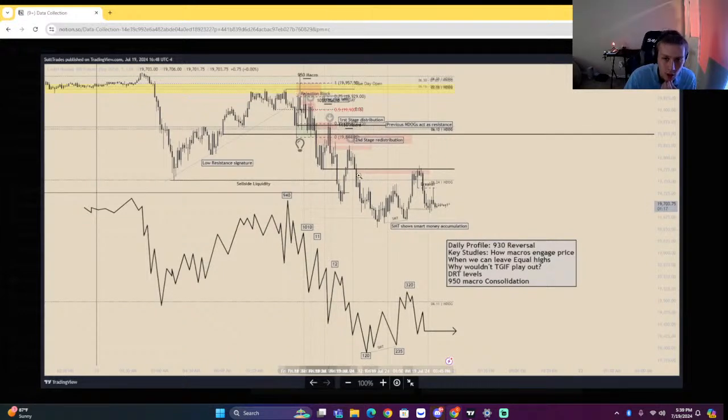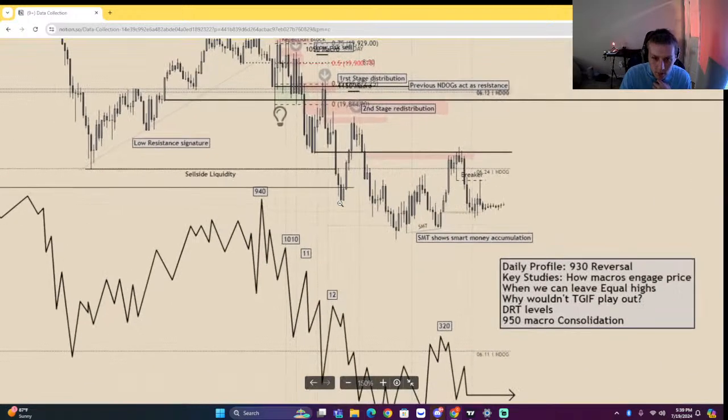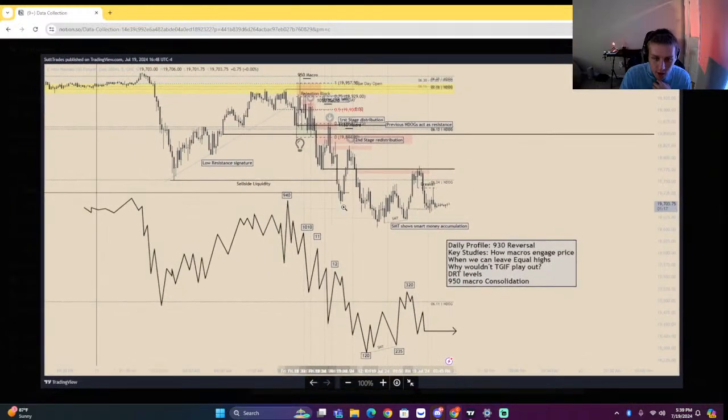Friday, why did TJIF not play out? I personally don't like to look at TJIF. I think it gets me caught up, and there has to be a rhyme and reason, a narrative for why it should play out. And today we had that larger sell side liquidity objective, and we met that around what time? I should have that time annotated here, but around 11:30, we come up. We have another stage of redistribution.